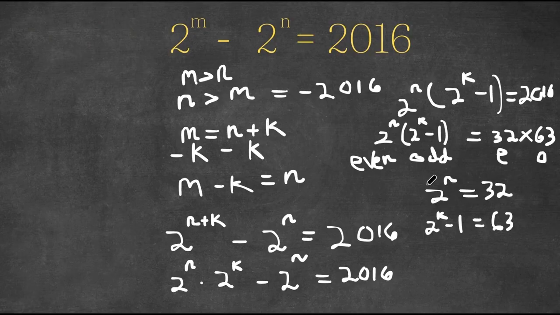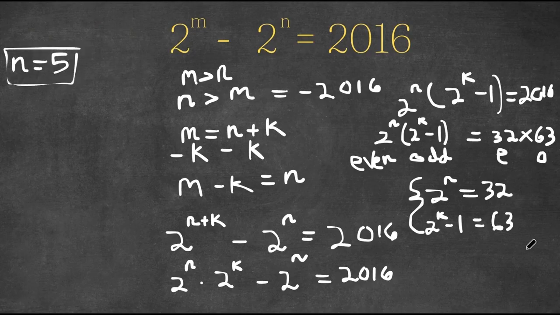So if 2 to the power of n is equal to 32, then n is equal to 5, because 2 to the power of 5 is equal to 32. And we have 2 to the power of k minus 1 equals 63. If we add 1 on both sides, we get 2 to the power of k is equal to 64. Meaning k is equal to 6.